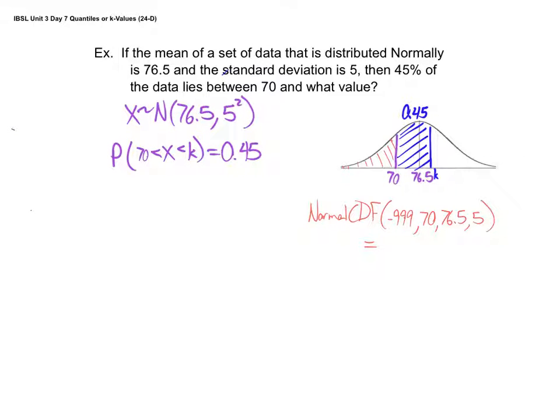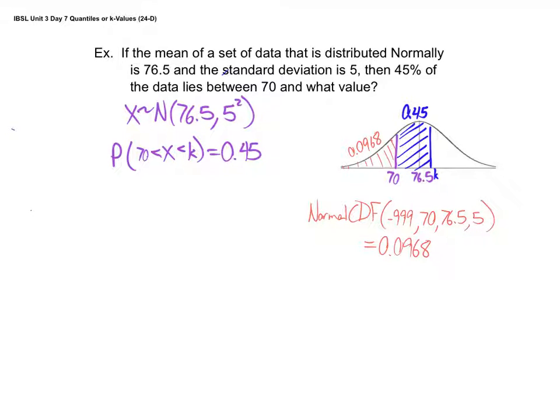Is the answer we get the area? Yes. So 0.0968, let's do 3 significant figures, okay? 0.0968. All right, so what that means here is while there's 45% between 70 and K, there is 9.68% below 70.